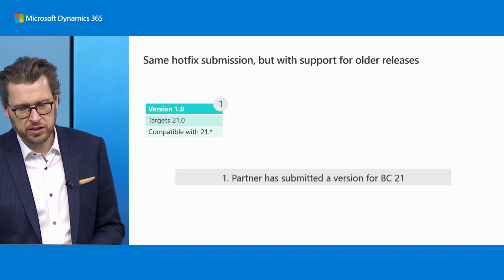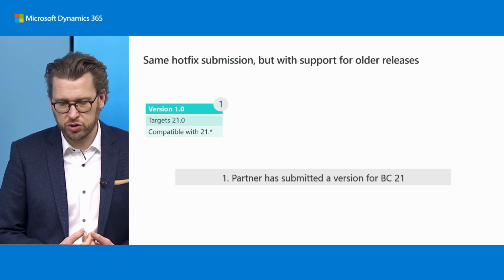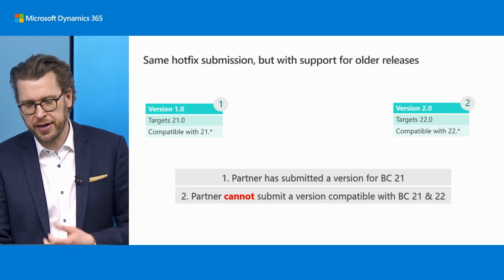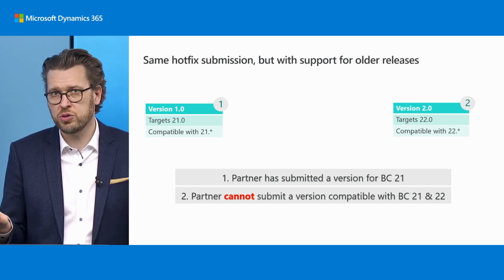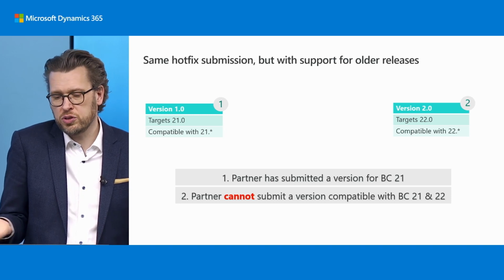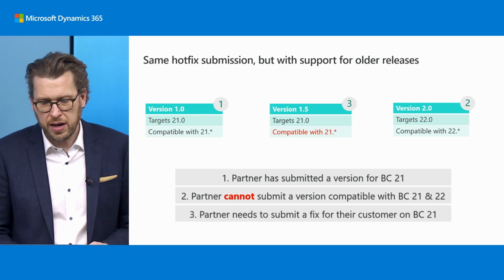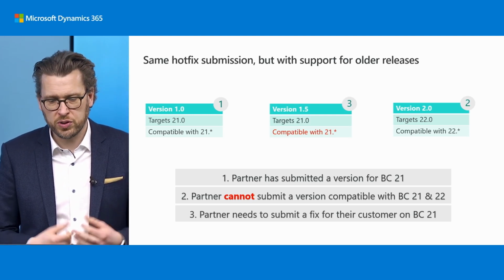So let's look at the scenario again. You submitted a version which is compatible with version 21. This is your version 1.0. Again, you cannot submit a version which is compatible with both 21 and 22 because you uptake new features in 22, so you have a hard dependency on version 22. Scenario from before. And now you have to hotfix again, right? Version 1.0 with your 1.5.